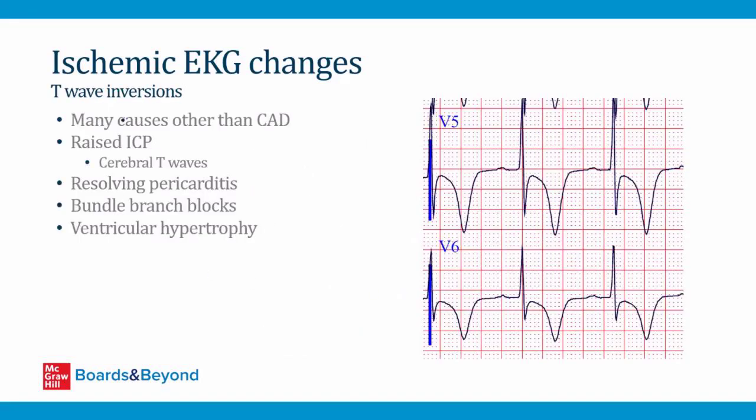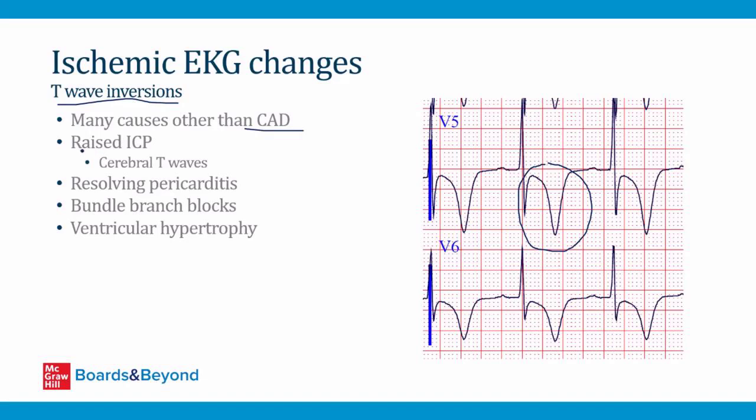The other major finding of subendocardial ischemia is T-wave inversions, which I mentioned on the last slide. This is an upside down or inverted T-wave. It often occurs together with ST depressions when there's subendocardial ischemia. And so you can see this in coronary artery disease and subendocardial ischemia, but you should be aware that there are many other causes of T-wave inversions besides ischemia.